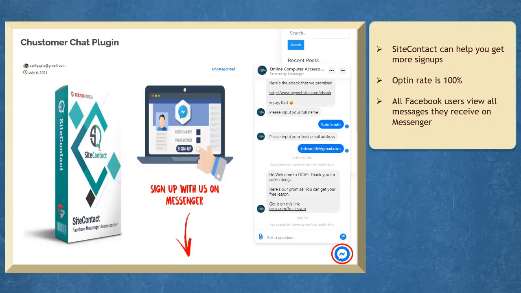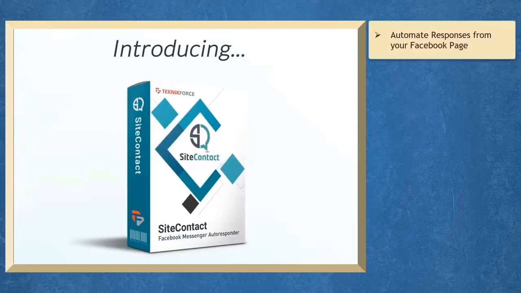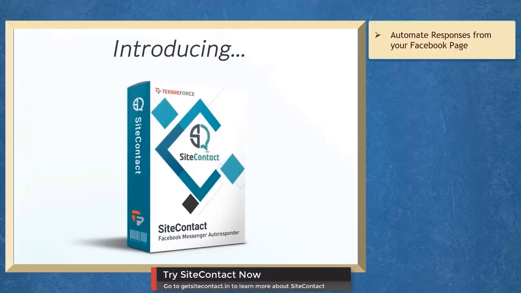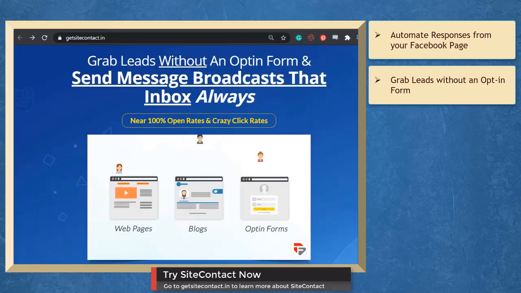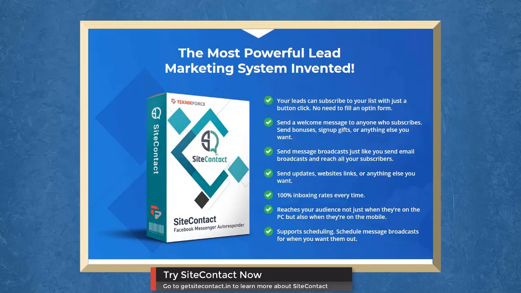Optin Rate is 100% since all Facebook users view all the messages that they receive on Messenger. If you want to automate the responses from your Facebook page, we have a marketing app that can help you grab leads without an opt-in form and send automated messages that get near 100% open and click-through rates. It is the first Facebook-based autoresponder that you can find on the market.